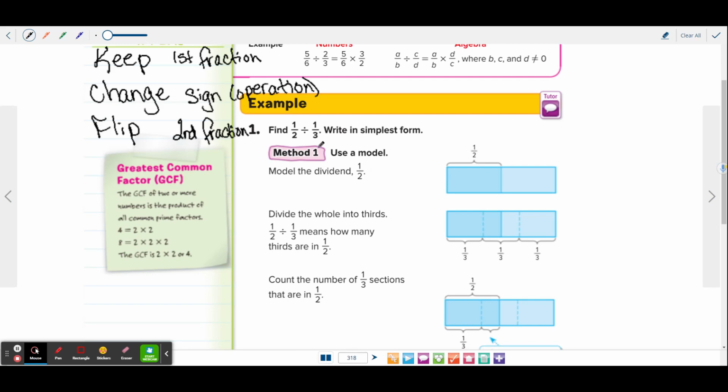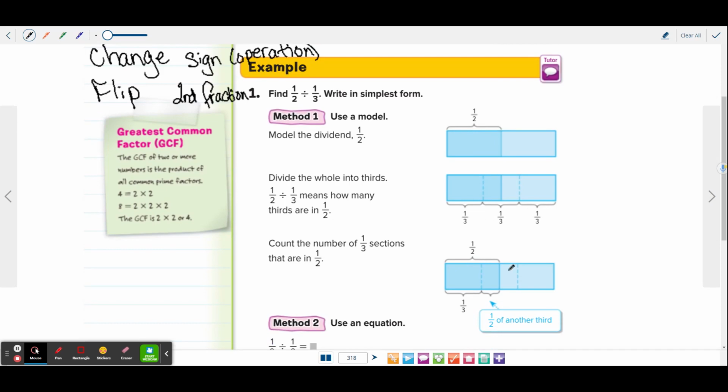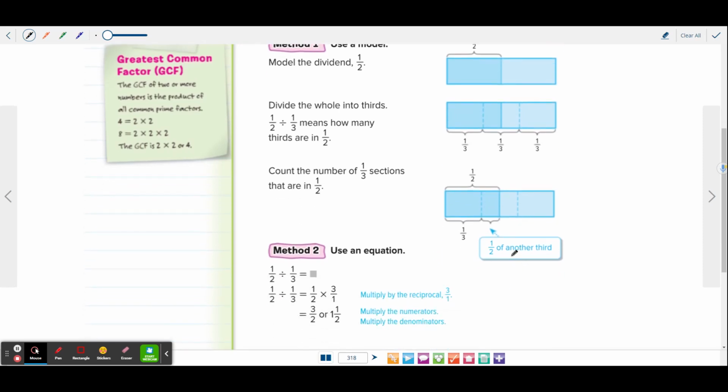If you're dividing 1/2 divided by 1/3, you have 1/2. You cut the whole thing into thirds here, but you have the half shaded. And then you figure out what the shaded part represents as a whole, and it would represent a half of the third, which would be 1 1/2, because you've got one of these thirds and then a half of a third. So you have 1 1/2 for your answer for that one.